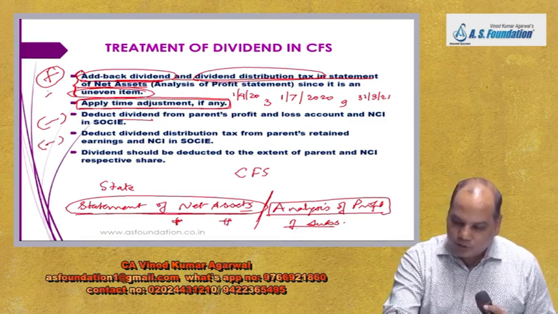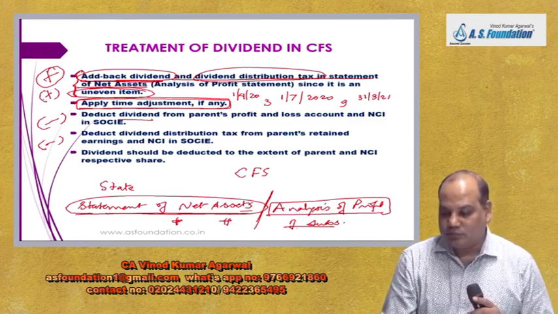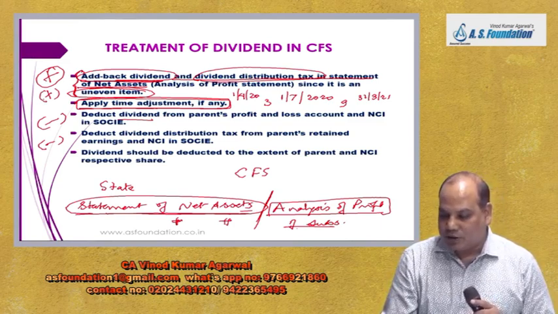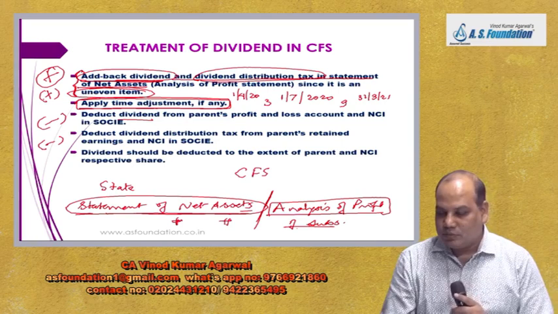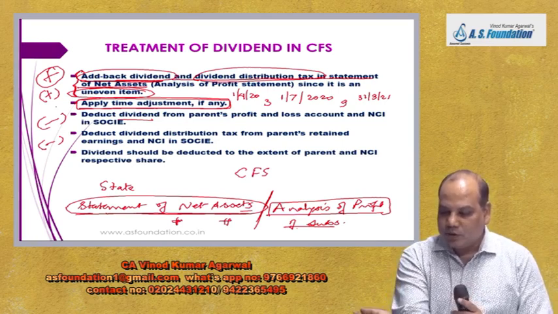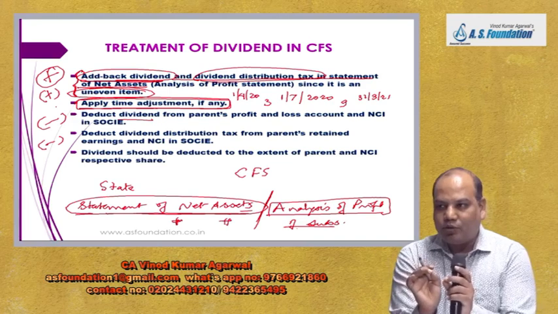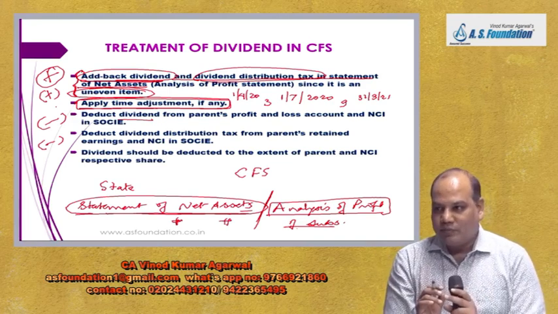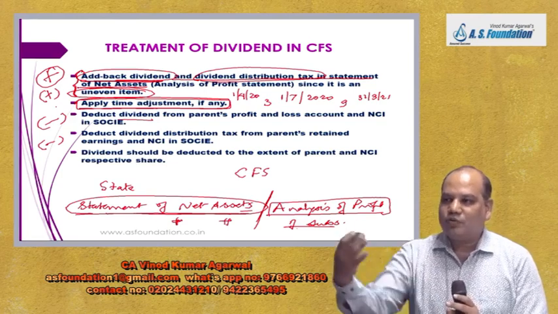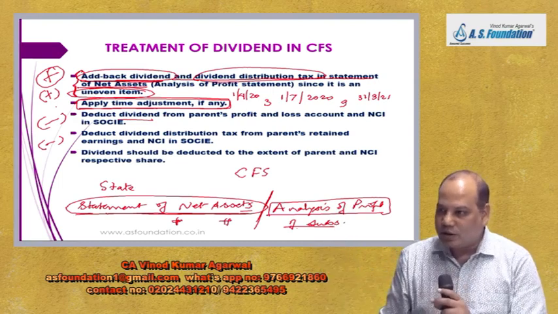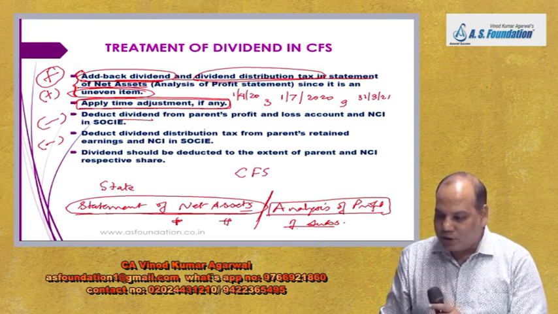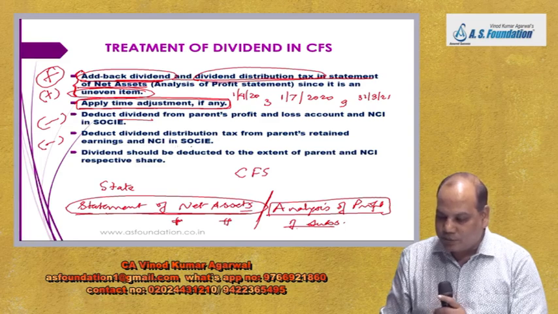Similarly, if you have added back DDT here, then you deduct it from the parent's retained earning and NCI in the statement of changes in equity. So this will nullify the effect, because if I add back the profit, I am distributing profit before paying dividend and they have received some dividend. So therefore the total profit received minus dividend is the net increase in the net asset they will get. Profit is before dividend, but I have already paid dividend out of this profit. So to that extent their share will reduce in the profit.